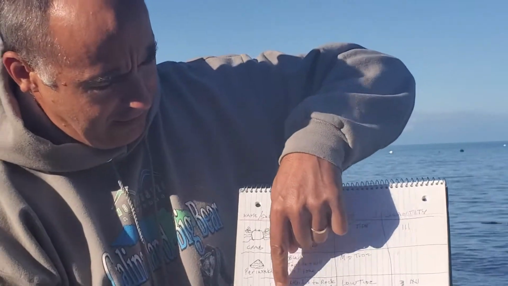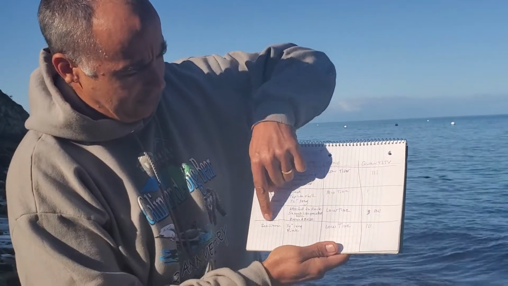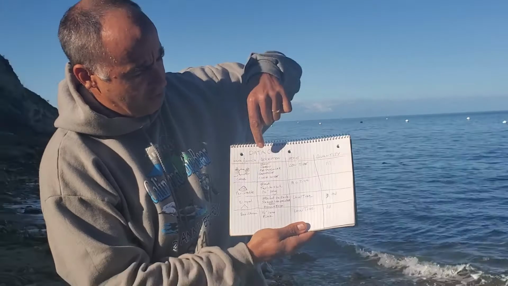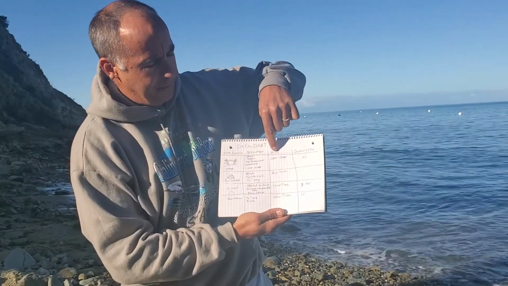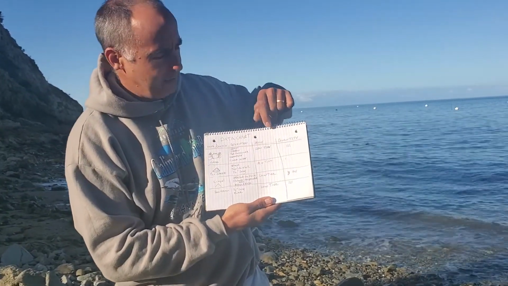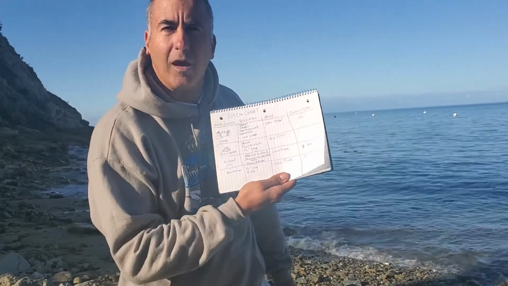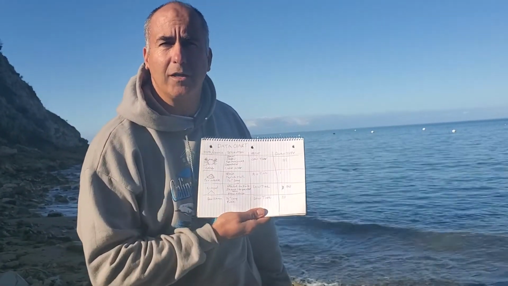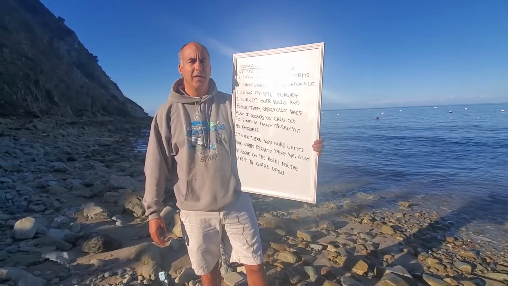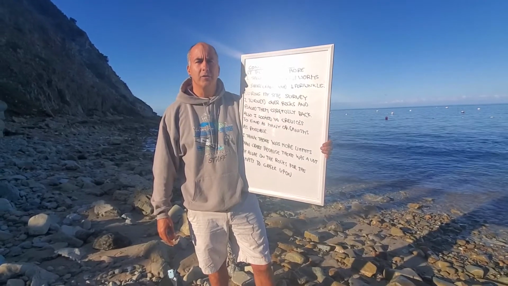So you can see that I have all these different animals that I've sketched. Then I wrote the description. I put down what tide they were in, and then I put down the quantity. All right, now with our data, let's go ahead and write a conclusion. Okay, so now we're going to write our conclusion.